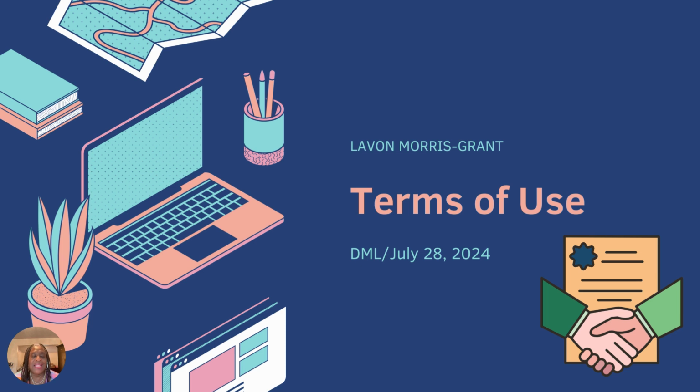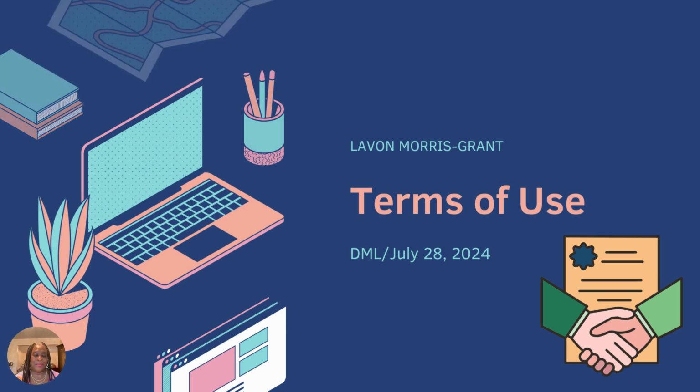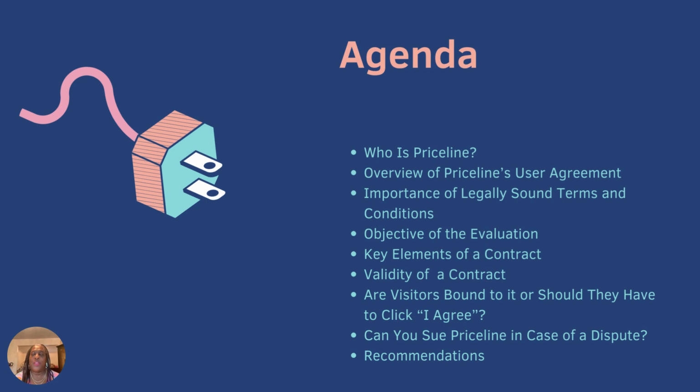for Priceline's privacy policies. We will first start with our agenda, which will cover who is Priceline, overview of Priceline's user agreement, objective of the evaluation, key elements of a contract, validity of a contract. Are visitors bound to use it or should they have to click I agree? Can you sue Priceline in case of a dispute? And last, recommendations.